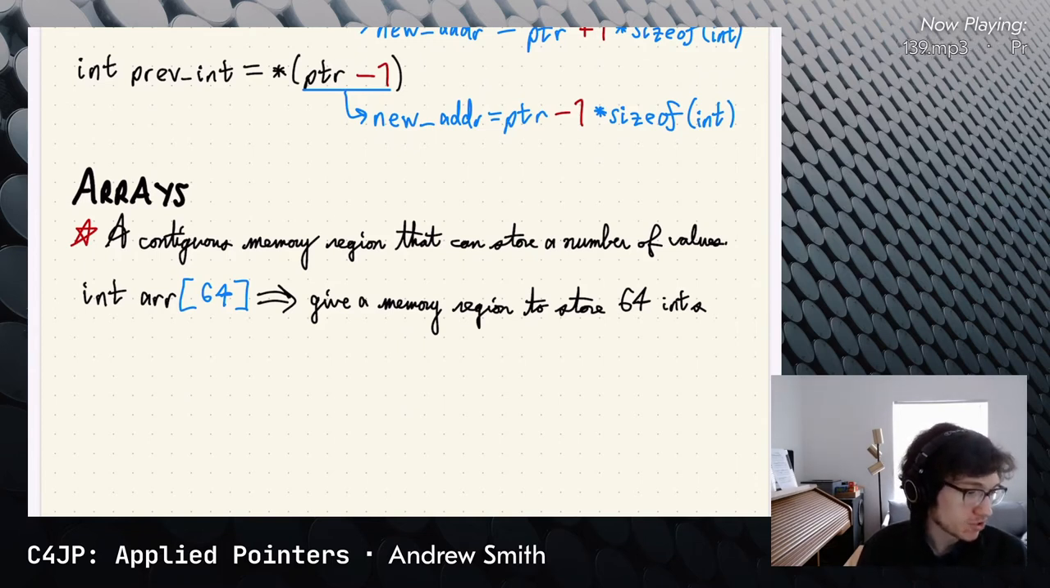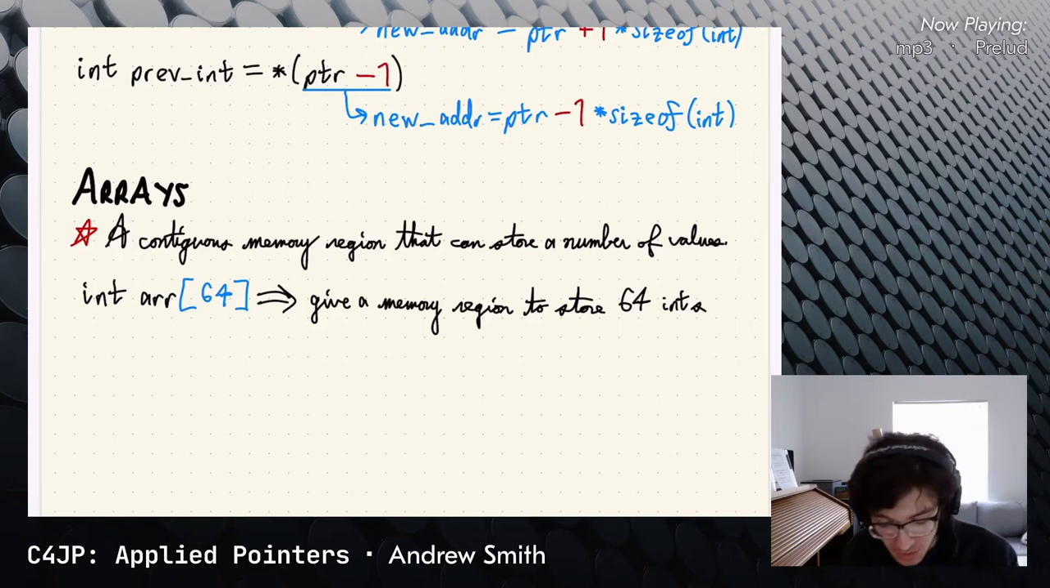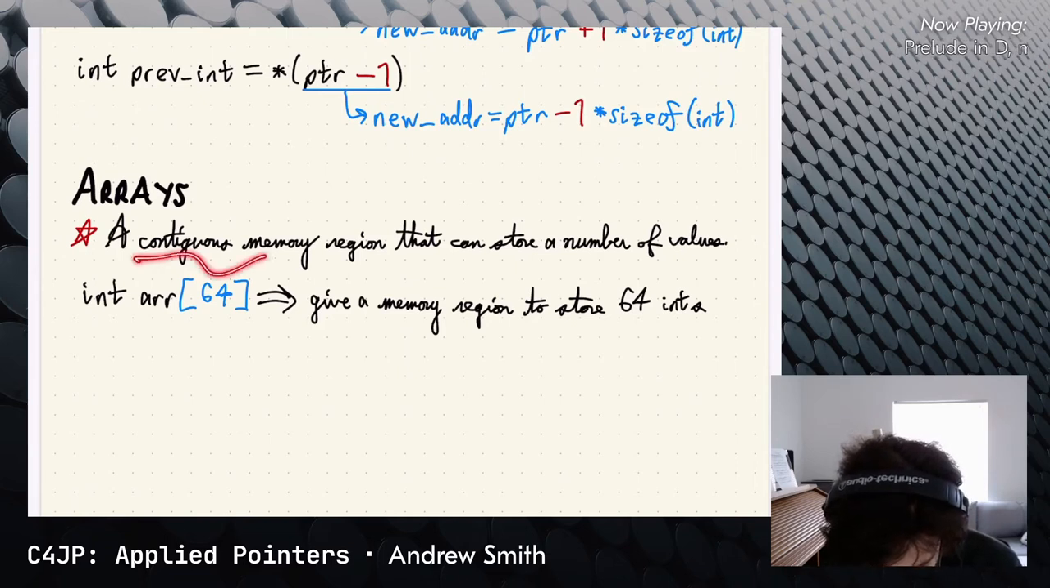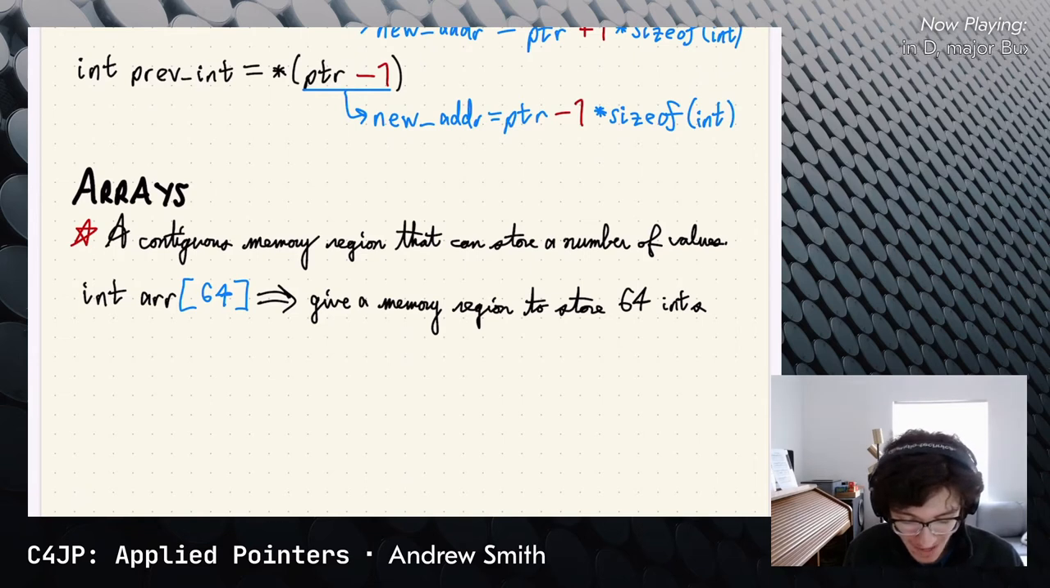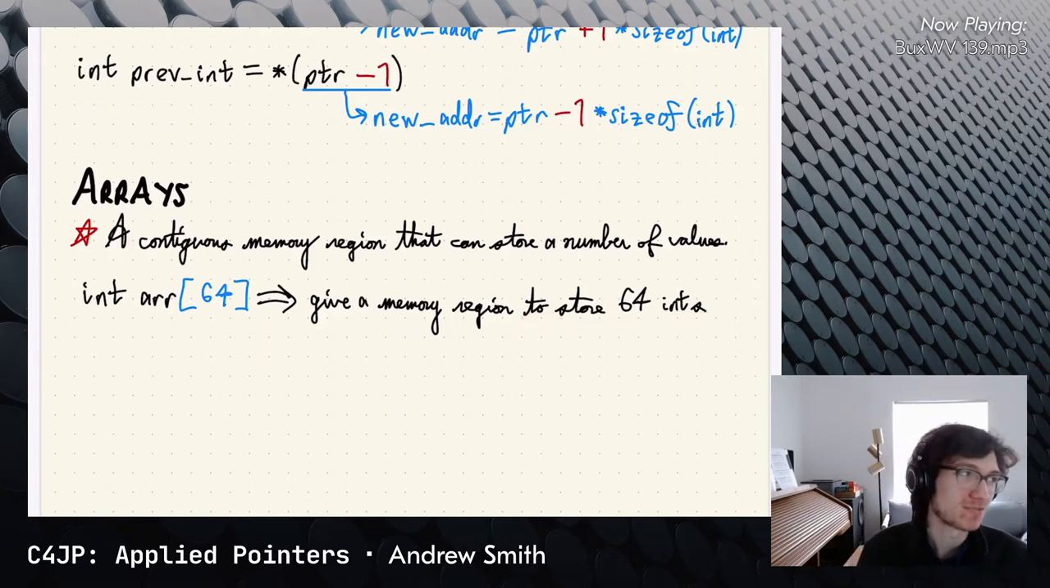Could we have an array where the elements are not of the same type? Remember, all this really is, it is a contiguous memory region that can store a number of values. And notice how I said that we want this memory region here to be able to store 64 ints, meaning it has enough space to store 64 ints. If we then wanted to treat this array like it was storing characters, we could do that. That's licit. Not recommended, but you can do it. So here, we're going to ask for a memory region to store 64 integers.